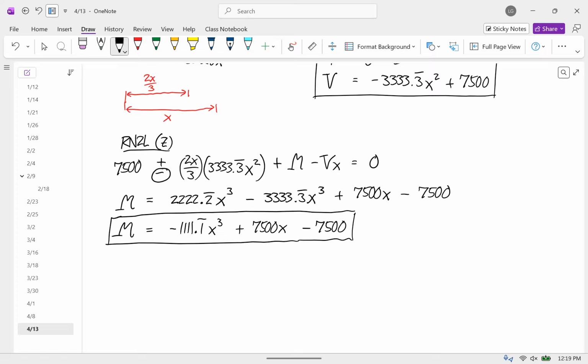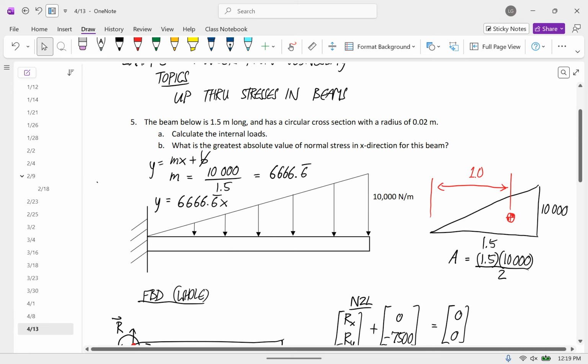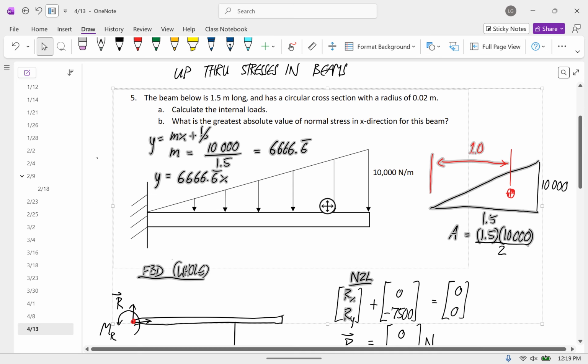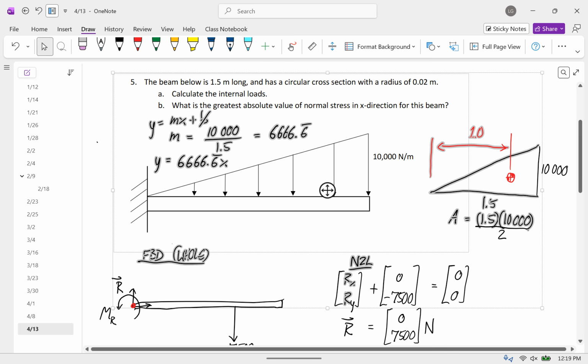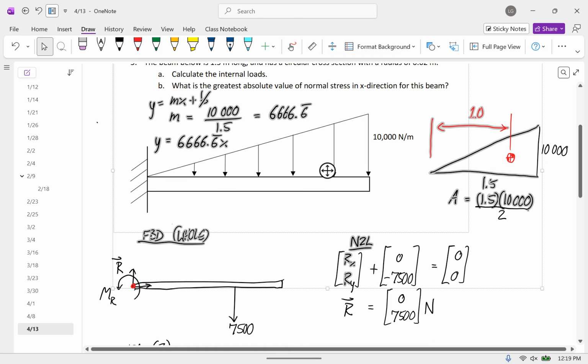Okay, so now we have our internal loads. What it asks us to do next is calculate the greatest absolute value of normal stress for this beam in the x direction. Would that just be where the most amount of force from the distributed load is, so at the end, 0.5 meters?